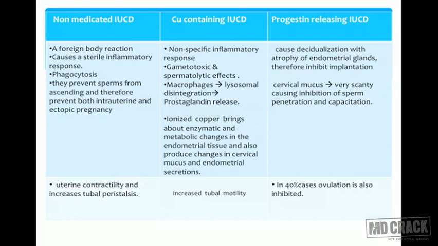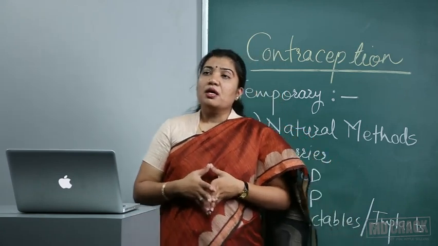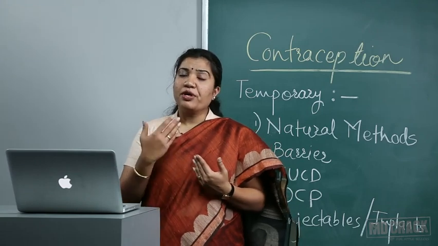Now how do they act? Non-medicated, it acts as a foreign body in the uterus and produces a sterile inflammatory response and tissue injury to a minor degree, sufficient enough to be spermicidal. So there is this action that the foreign body response is generated. There is no infection as such, and it provokes uterine contractility and increases tubal peristalsis. Copper containing, it brings about enzymatic and metabolic changes in the endometrial tissue and also produces changes in cervical mucus and endometrial secretion. Basically, in copper containing IUCD, there is more phagocytosis, or again that foreign body reaction is exaggerated. There can be the effect of copper, again the effect as a foreign body. So the combined effect of this leads to contraception.